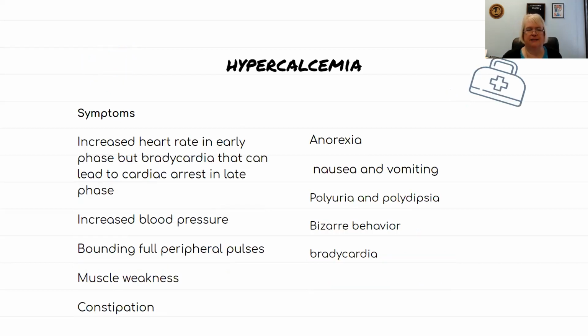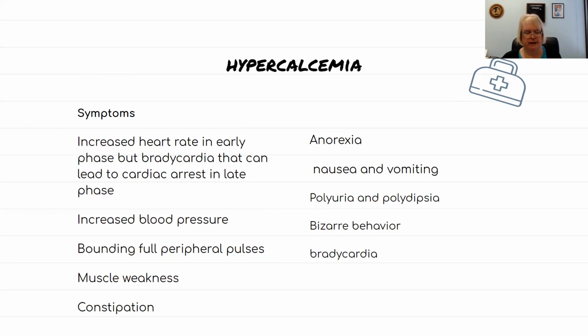Hypercalcemia, the symptoms are increased heart rate in the early phase, but bradycardia that can lead to a cardiac arrest in the late phase. Increased blood pressure, bounding peripheral pulses, muscle weakness, constipation, anorexia, nausea, vomiting, polyuria, and polydipsia. Remember, that's because of the osmotic diuresis. Have too much, it's going to diurese off. Bizarre behavior and bradycardia.